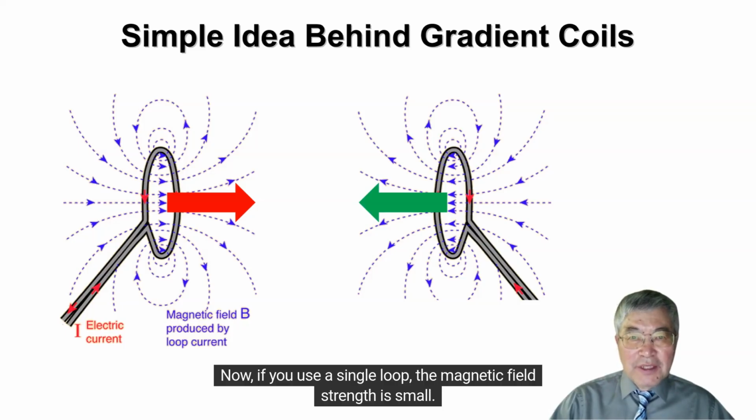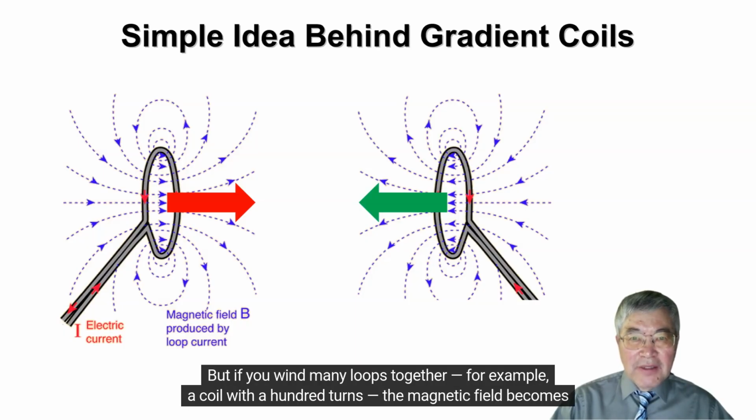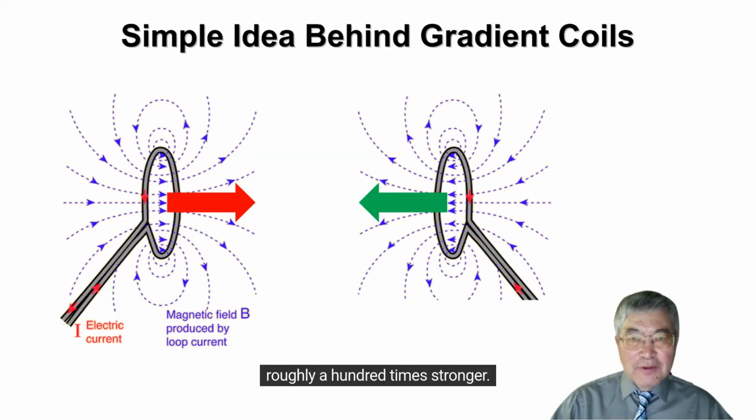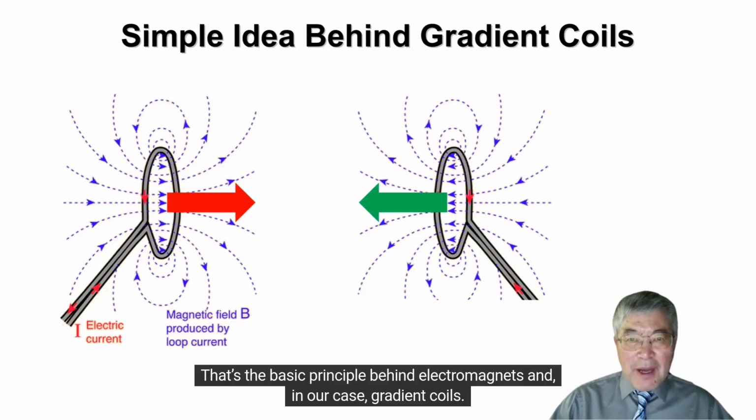Now, if you use a single loop, the magnetic field strength is small. But if you wind many loops together, for example, a coil with 100 turns, the magnetic field becomes roughly 100 times stronger. That's the basic principle behind electromagnets and, in our case, gradient coils.